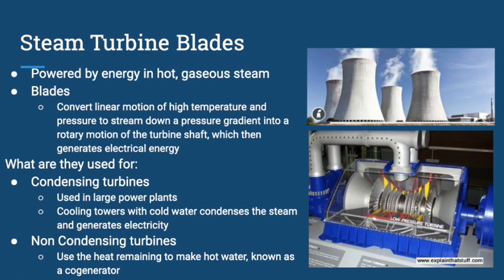Steam turbines are powered by hot steam. The blades are the most important part of the turbine. Their design is crucial in capturing as much energy from the steam as possible and converting it into rotational energy by spinning the rotor around.